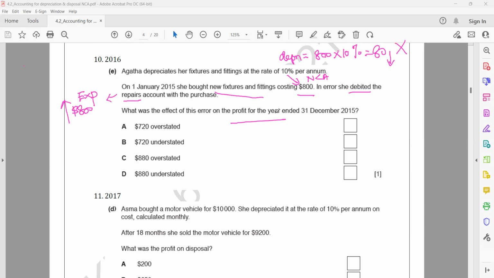This one under, this one over. What is the net effect? This one expenses short by 80. This one expenses over 800. What is the net effect? 720. Over or under for the profit? Under. Okay. This one, net is expenses over 720. So this is over expenses, so profit will be under. Yes.